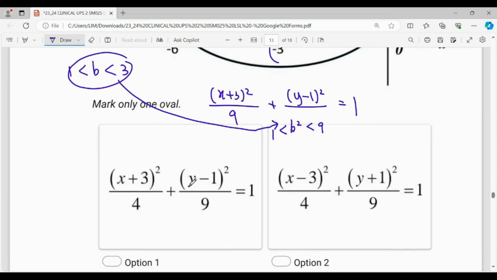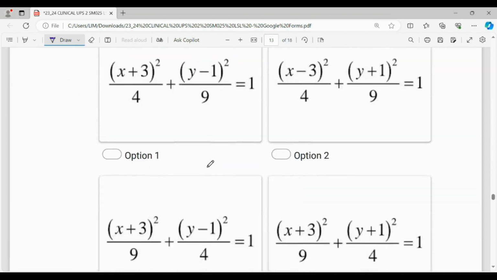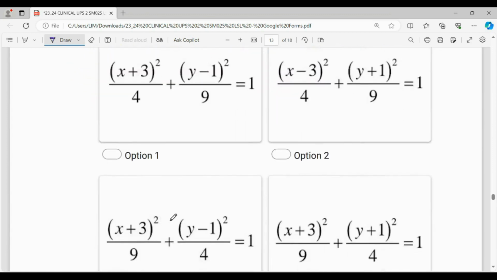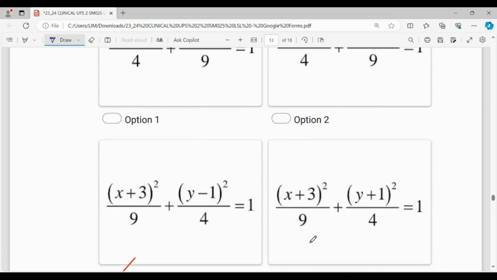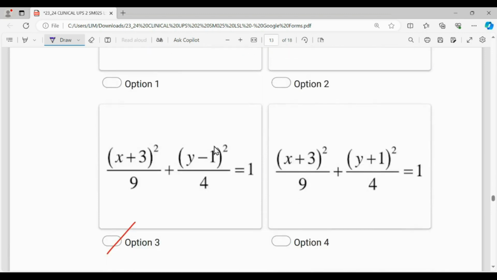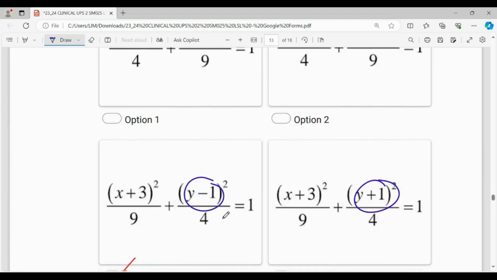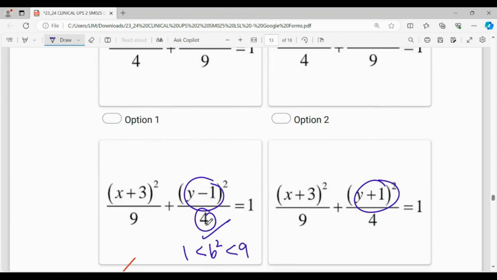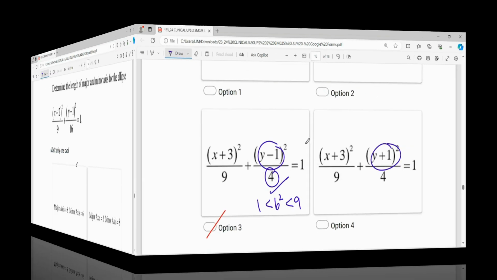Therefore, we're going to find out which equation is closer. So look at the x here, this is the x that we want. And then look at the b here, just the difference between y plus 1 and y minus 1. So our answer is y minus 1. So this is the answer. And you can see b squared is between 1 and 9 here. So 4 is accepted, and 4 is less than your a squared. So this is your ellipse equation.